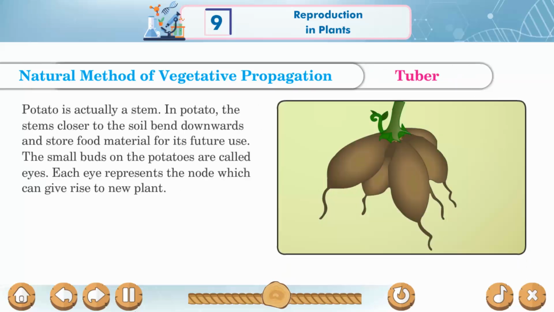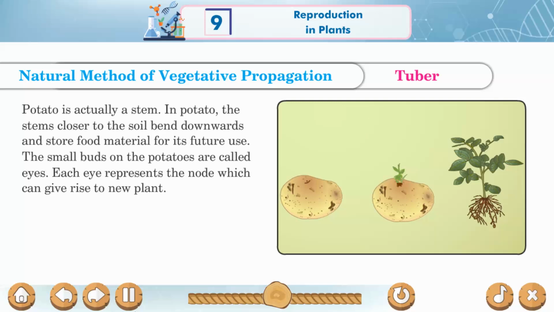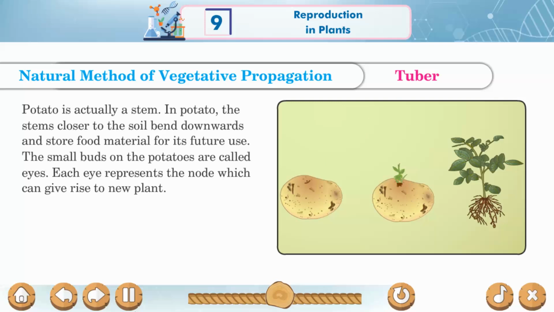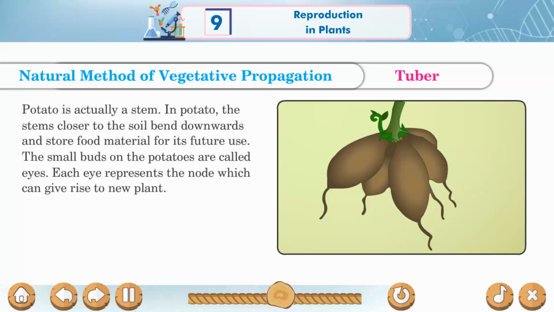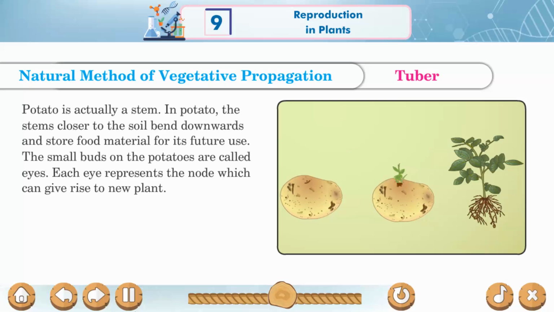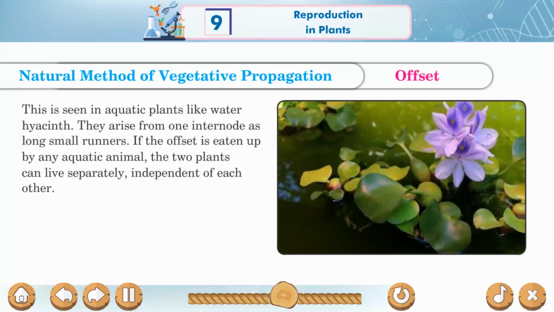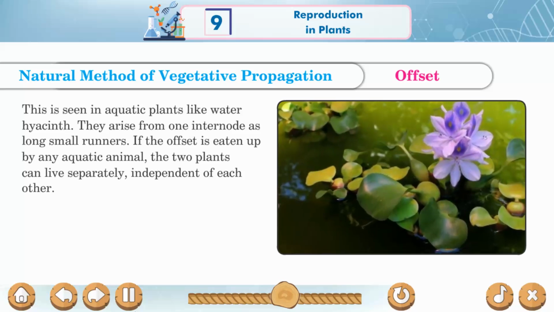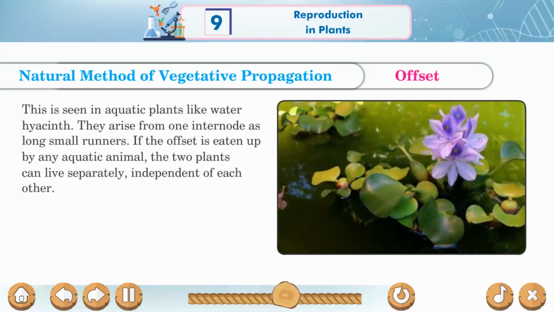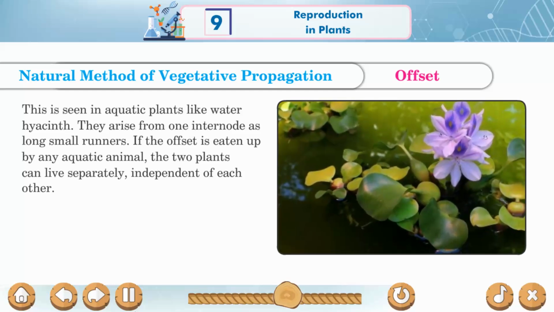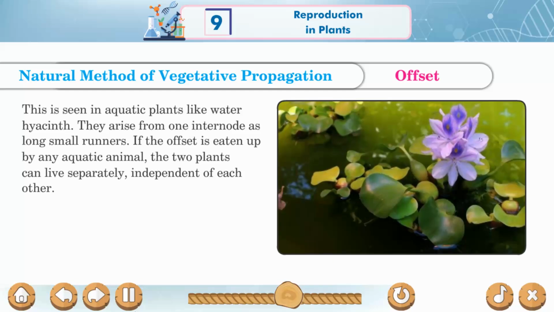Tuber. Potato is actually a stem. In potato, the stems closer to the soil bend downwards and store food material for its future use. The small buds on the potatoes are called eyes. Each eye represents the node which can give rise to a new plant. Offset. This is seen in aquatic plants like water hyacinth. They arise from one internode as long, small runners. If the offset is eaten up by any aquatic animal, the two plants can live separate, independent of each other.